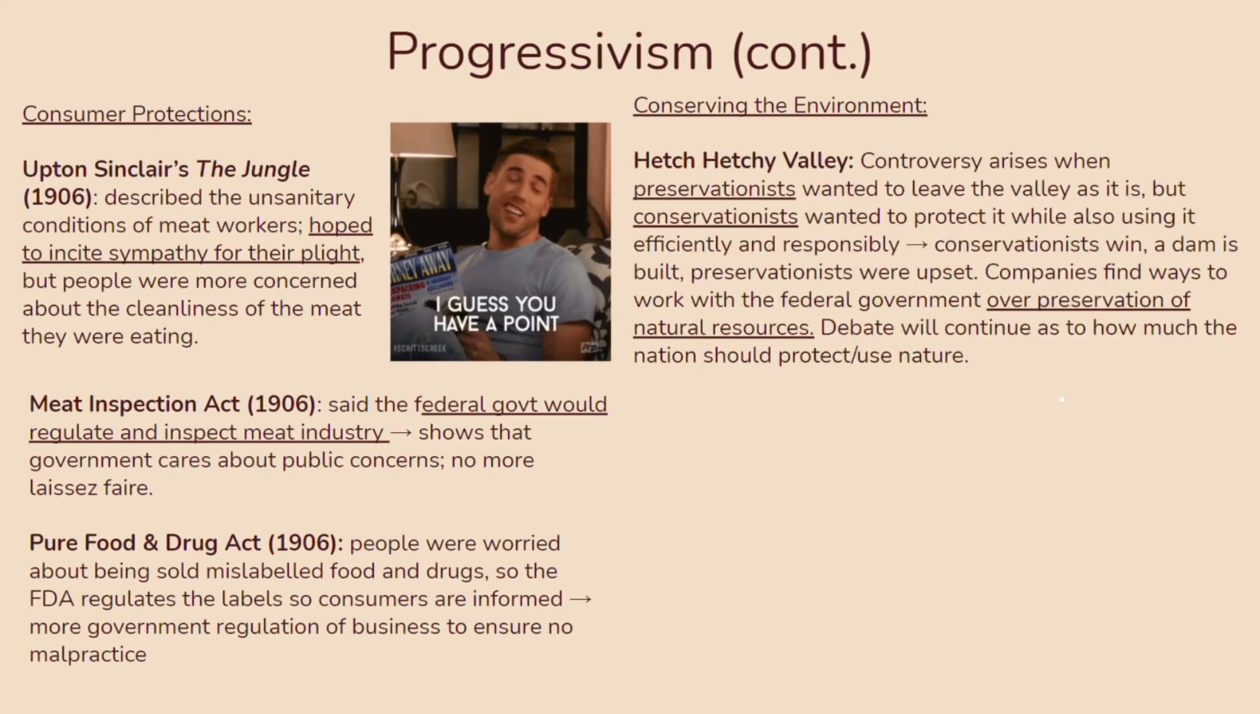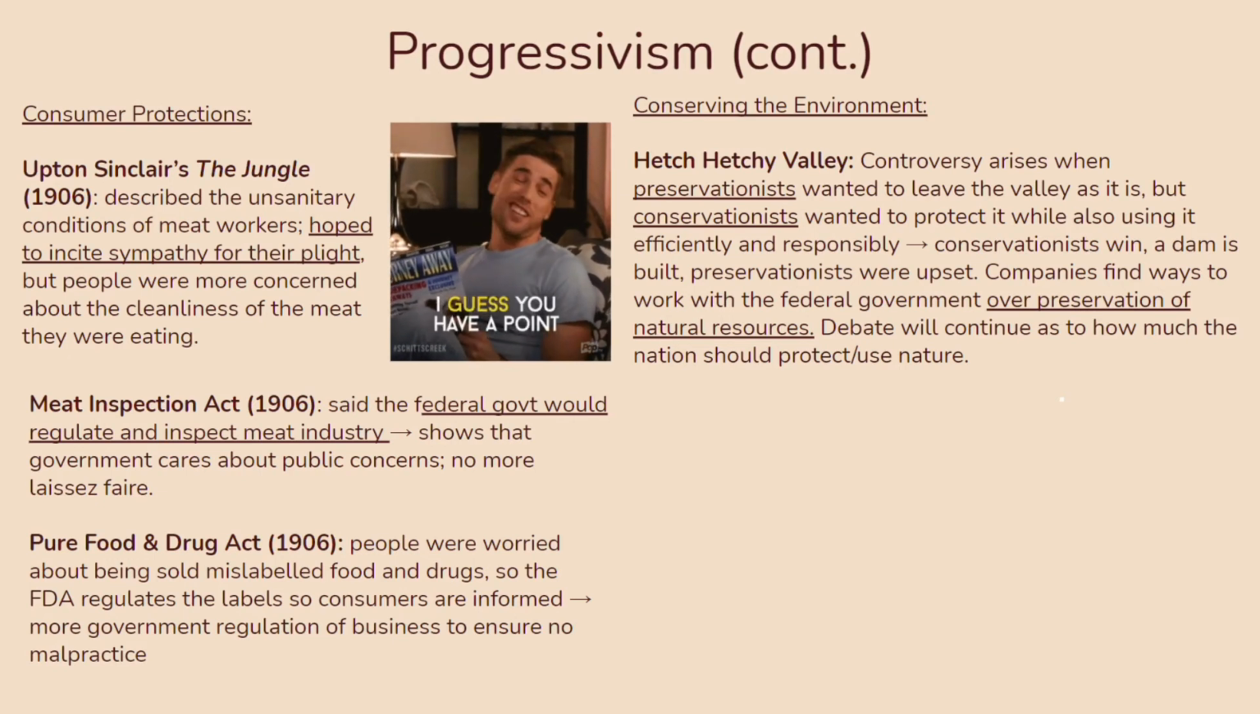And this really starts with the Hetch Hetchy Valley controversy, which arises when preservationists want to leave the valley as it is, but conservationists want to protect it while also using it efficiently and responsibly. And so ultimately, conservationists win, a dam is built, preservationists are super upset, but companies will find ways to work with the federal government over the preservation of natural resources.